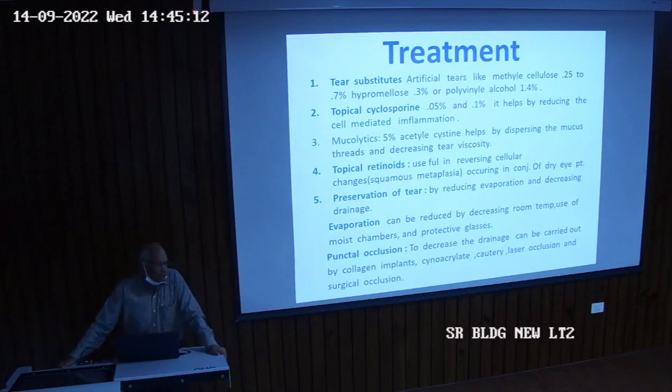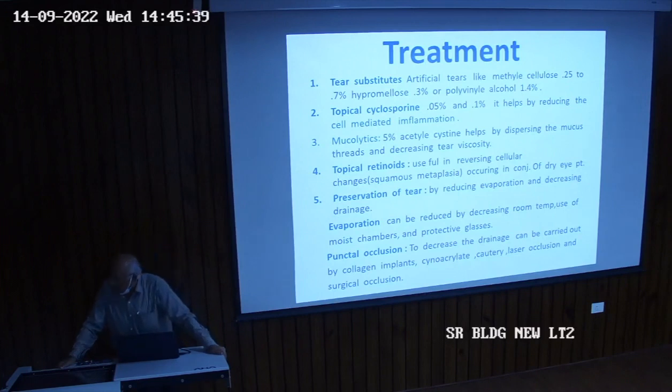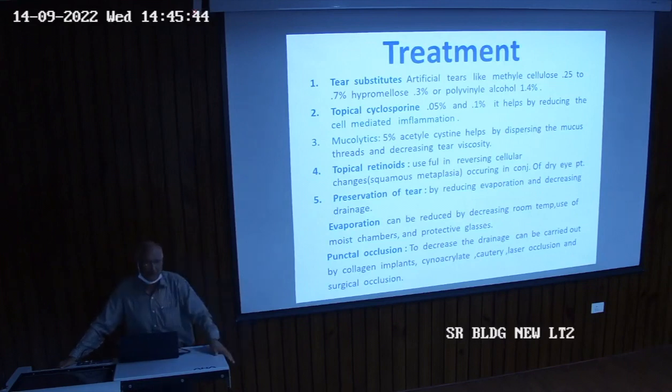Tear substitutes. There are so many tear substitutes: artificial tears like methylcellulose 0.25%, hypromellose, polyvinyl alcohol, hyaluronic acid and so on. So frequently, in mild, moderate and severe cases, we start immediately. Frequent drops 4 times, 5 times, 6 times or many times, in severe dry eye even 1 hourly. And at bedtime the gel, so that it remains for a longer period. So the tear substitutes are the important part of the treatment.